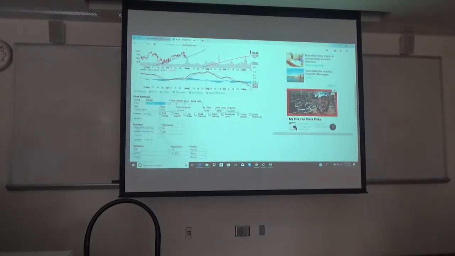Then, where it says overlays right there, it's got to be simple moving average. The first one's got to be 10. The second one is 30. And the third simple moving average is going to be 50. And then click update.